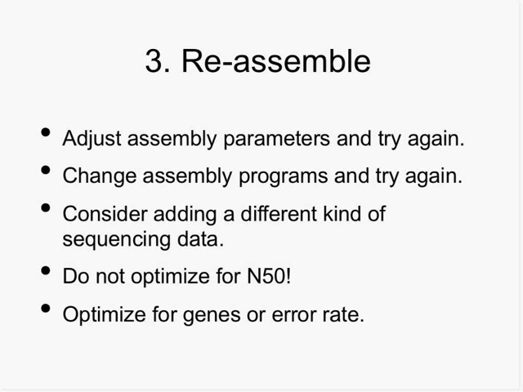One of the things you don't want to do is optimize for N50. N50 is just an artificial kind of metric of how good your assembly is, and it doesn't really correlate well with how good your assembly is. You really want to be looking for that you have the genes that you expect to be there, and maybe if you're interested in looking at SNPs and stuff, that you have a low error rate. And you can do that by looking at the realignments.